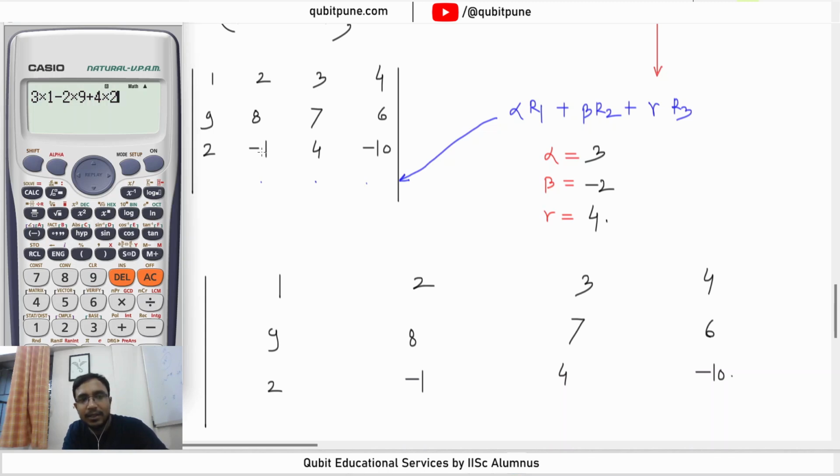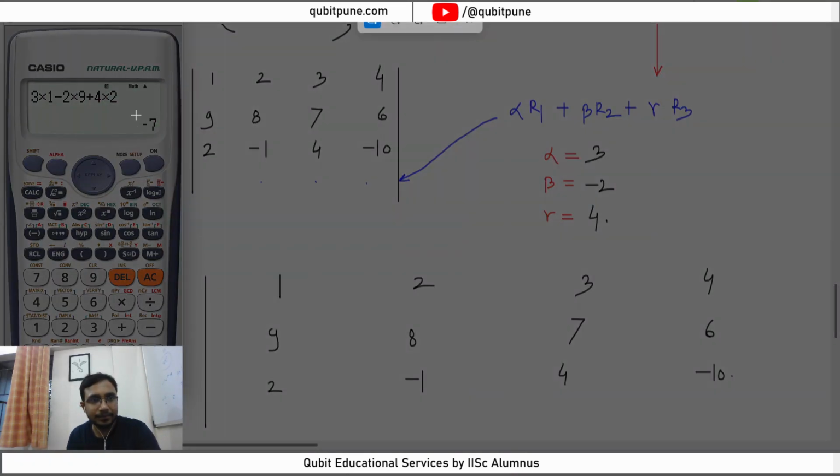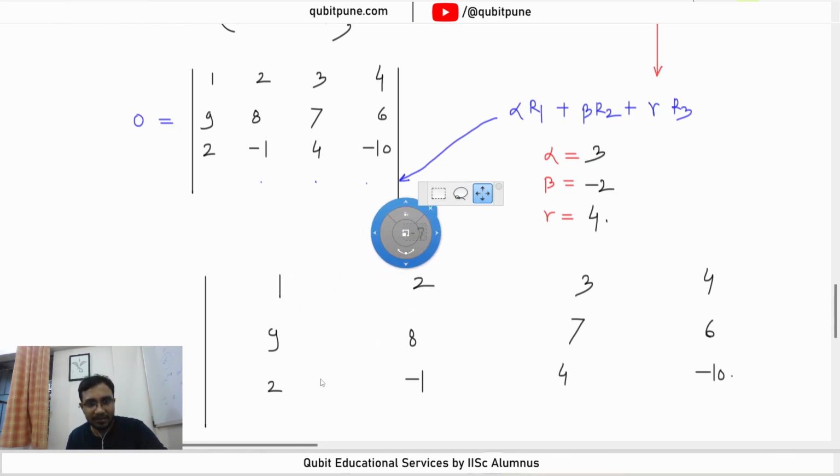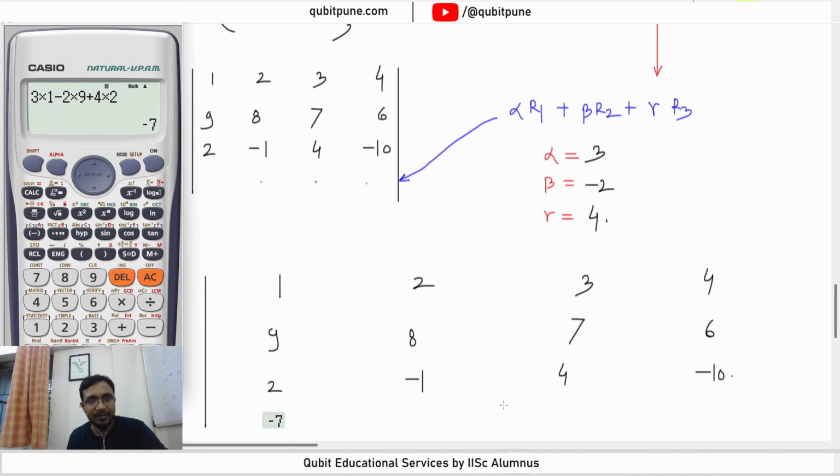1, 9 and 2 are the elements on the first column, or first elements of the rows, and 3, minus 2 and 4 are the scalars that we have chosen. Have you understood this? That is going to be negative 7, and that will sit here. Okay, let's repeat this process for the second one.